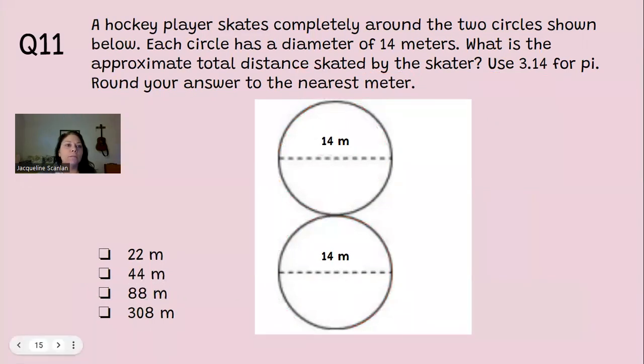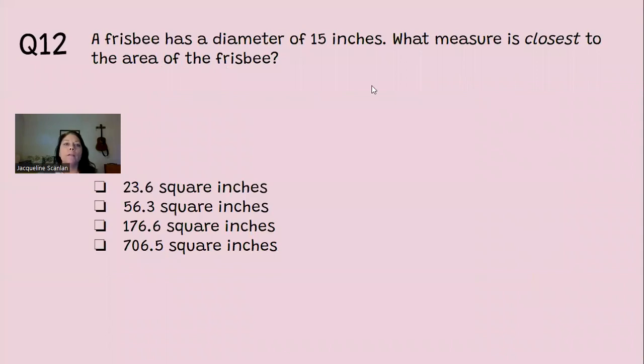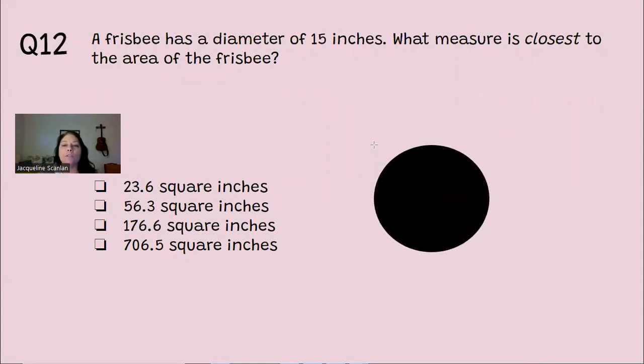Question number 12. A Frisbee has a diameter of 15 inches. What measure is closest to the area of a Frisbee?